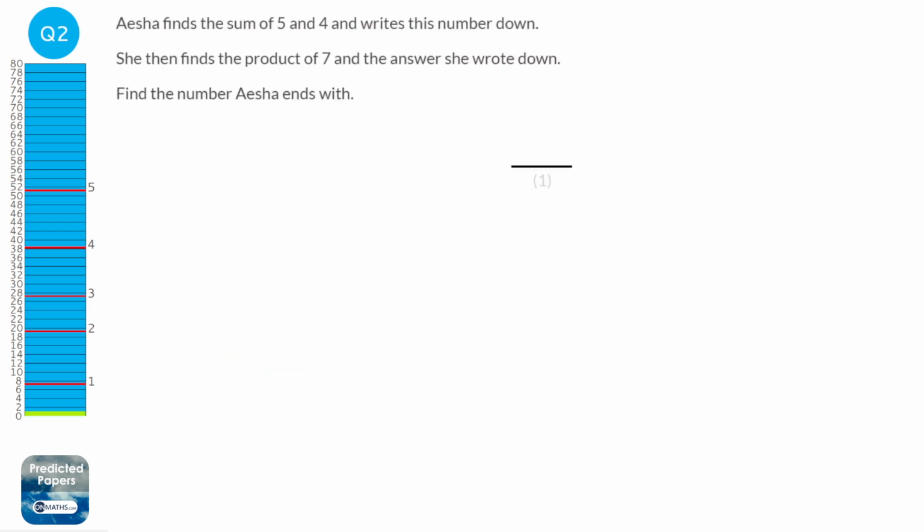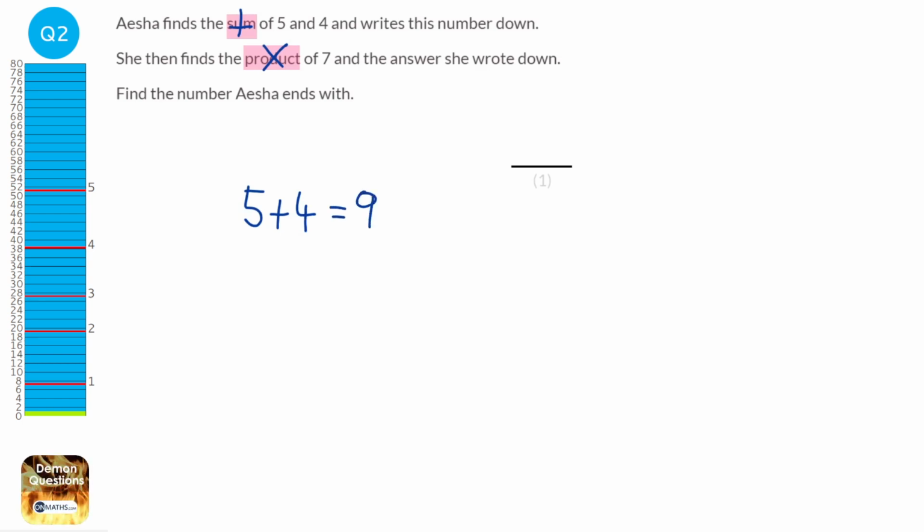7,634. For this question, it's really important that we understand what the words sum and product mean. Now, sum just means add, and product just means times. So we're going to start by adding the 5 and the 4. So that will equal 9.